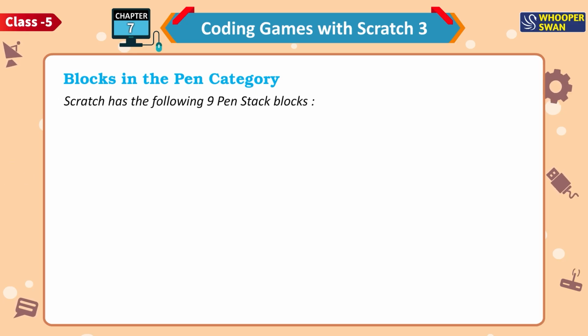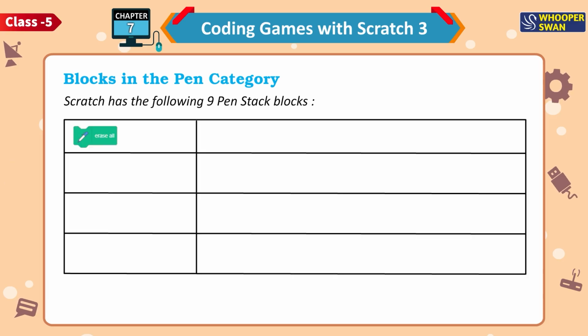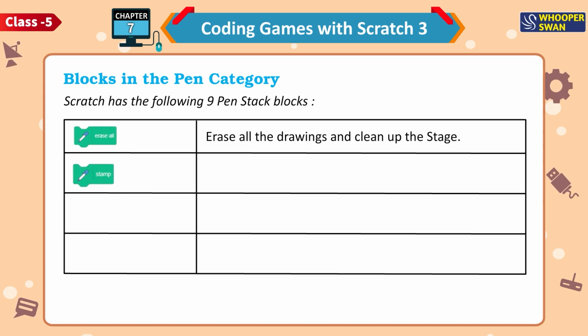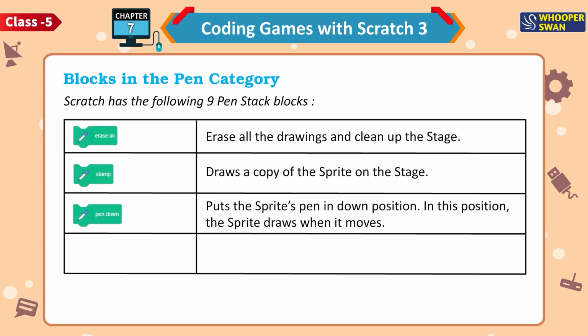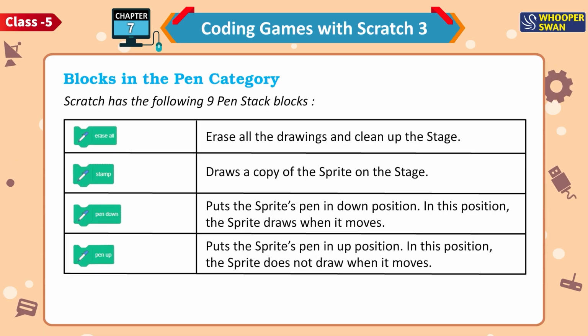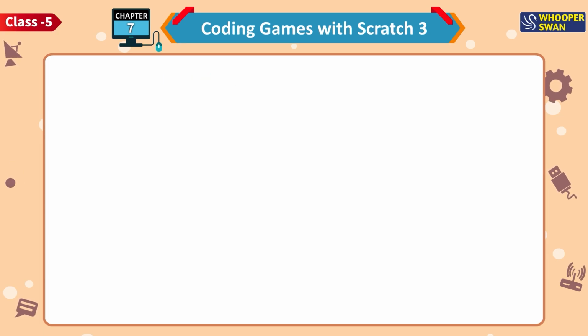Scratch has the following 9 pen stack blocks. Erase all. Erase all the drawings and clean up the stage. Stamp. Draws a copy of the sprite on the stage. Pen down. Puts the sprite's pen in down position. In this position, the sprite draws when it moves. Pen up. Puts the sprite's pen in up position. In this position, the sprite does not draw when it moves.